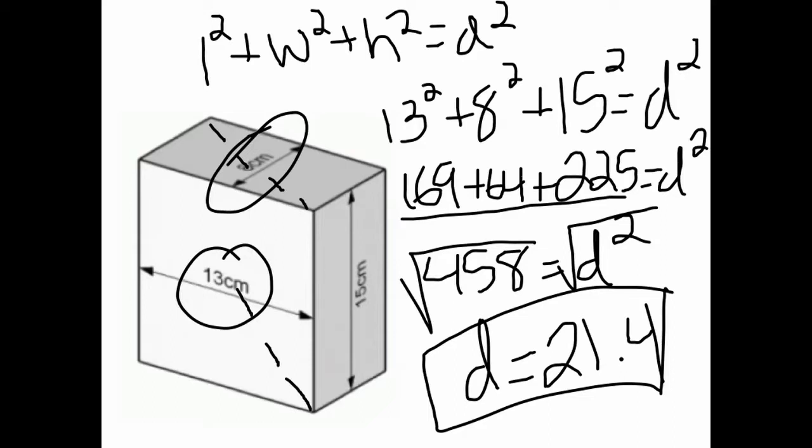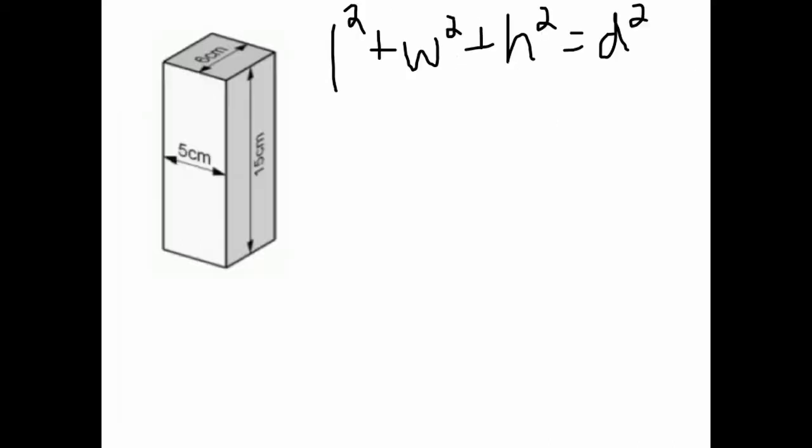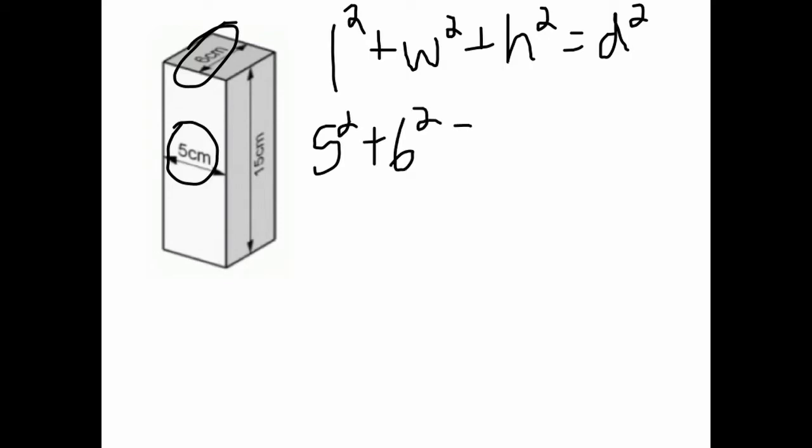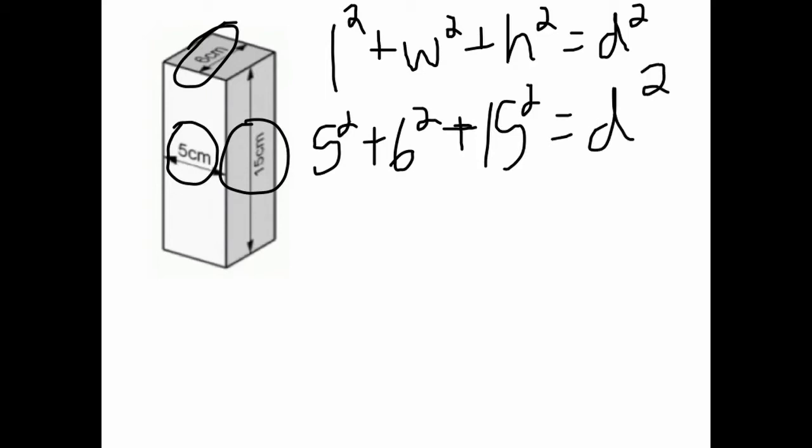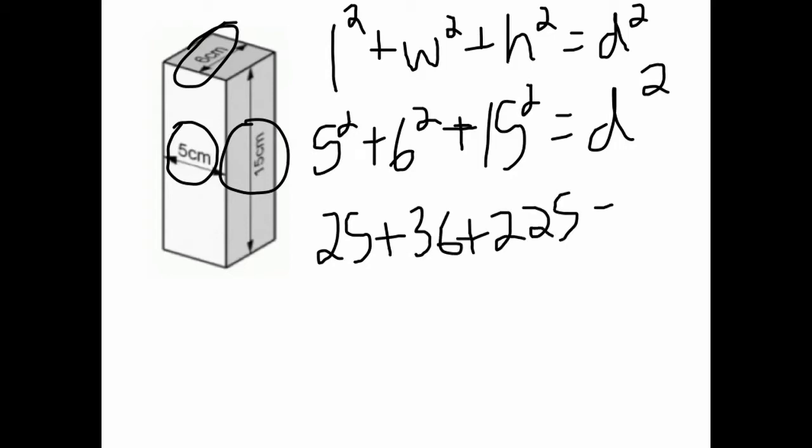Let's go ahead and do another example. All right, guys, let's look at the second one. Again, we're going to use our formula to figure out what the diagonal is. So 5 and 6 are going to be our length and our width. So I'm going to do 5 squared plus 6 squared plus our height here is 15, plus 15 squared equals d squared. 5 times 5 is 25. 6 times 6 is 36. 15 times 15 is 225 equals d squared.